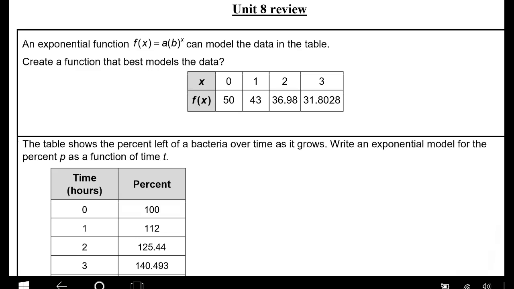There's a couple problems I added in there, and you can add it to your packet or do it on scratch paper. I know sometimes you run out of room as you go through it, but just do it on a separate piece of paper, and that should help you out.